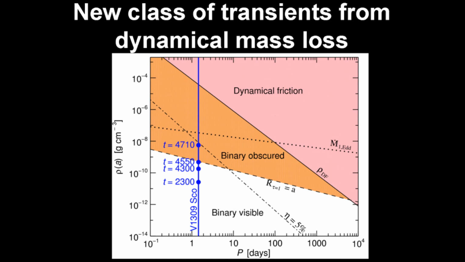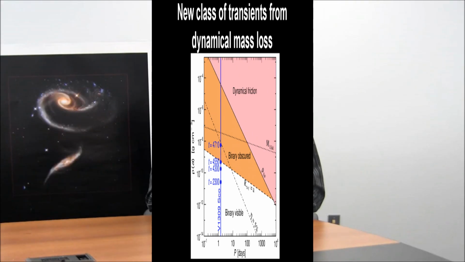This new class of transients driven by dynamical mass loss deserves much more detailed and realistic calculation. If you'd like to read more about the details of the results and methods, please take a look at my paper which was posted on the astro-ph archive today.